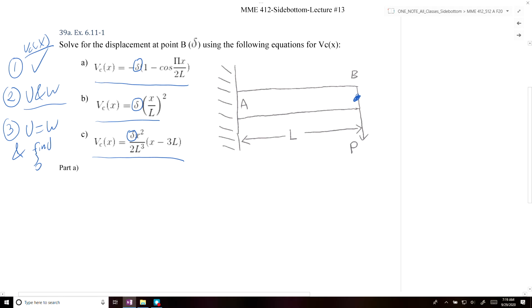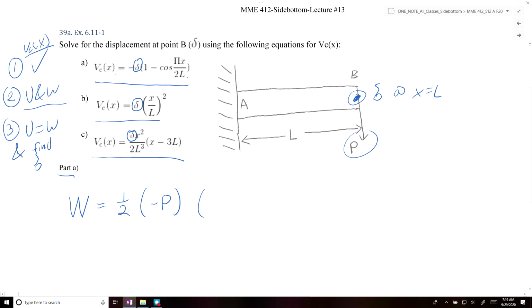So for part A, we're assuming Vc(x) is equal to minus delta times 1 minus cosine of pi x over 2L. First thing we need to do is determine our work done due to our concentrated force. So work for a concentrated force is just going to be equal to 1/2 times the force, which in this case we're going to write as negative P because it's going along the negative y-axis, times the displacement at that point. So this is the displacement at x is equal to L.